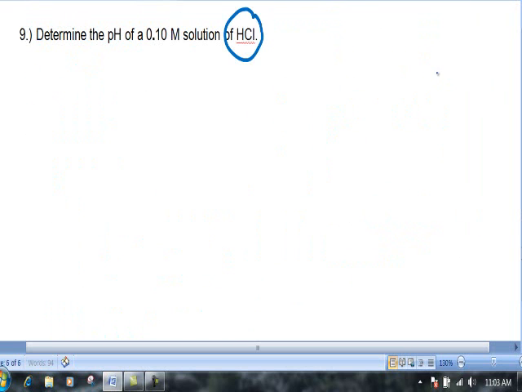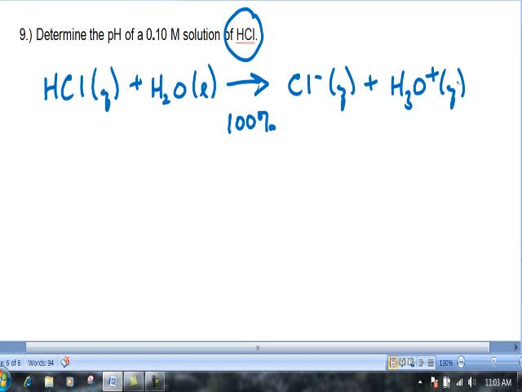Our next one is for a strong acid. A strong acid's a bit different because strong acids dissociate 100%. With a strong acid, the arrow that we write for the reaction is not an equilibrium arrow, but rather a one-direction arrow because strong acids dissociate 100%, and the reaction proceeds only in the forward direction.